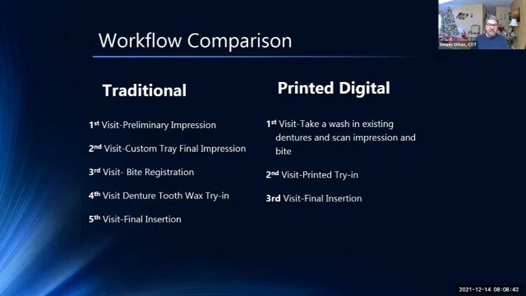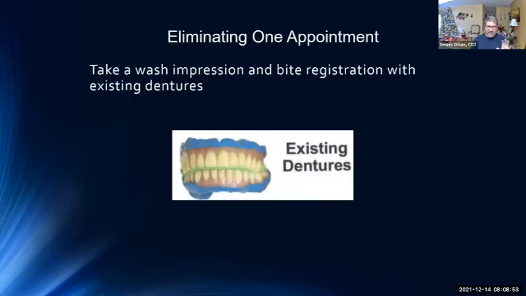And what happens sometimes, the doctor will even give that patient that printed try-in to wear until the denture is done, so the denture is finished. So we'll get into some of those aspects in a little while. So again, eliminating one appointment, take a wash in the existing dentures if they're in good shape. You're probably going to have to do some border molding and take a light to medium body impression in these existing dentures. Really important.